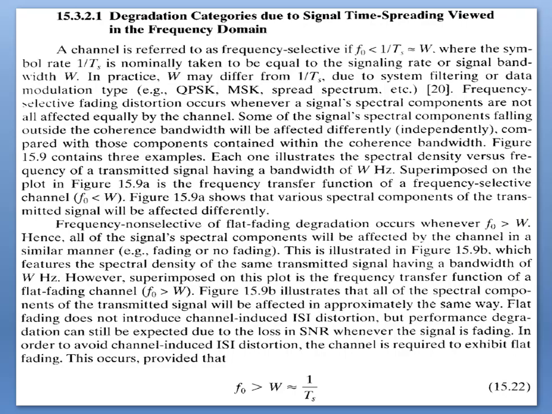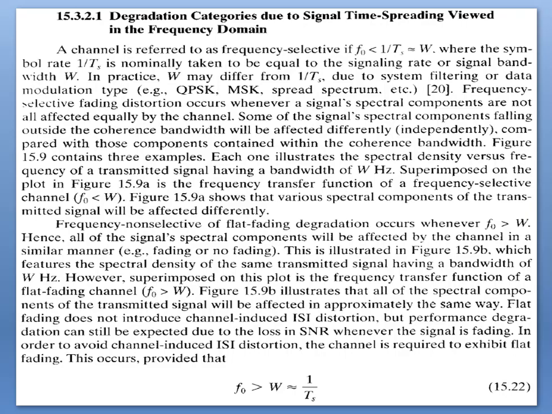Hence, all the signal spectral components will be affected by the channel in a similar manner, fading or non-fading. We already discussed this in the previous slide. However, superimposed on the plot is the frequency transfer function of flat fading. The figure below explains that all the spectral components of the transmitted signal will be affected approximately in the same way. Why? Because it is non-selective fading. But performance degradation can still be expected due to the loss of SNR whenever the signal is fading.